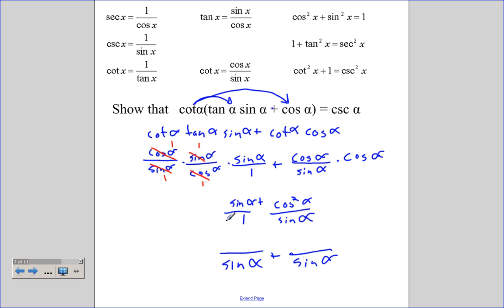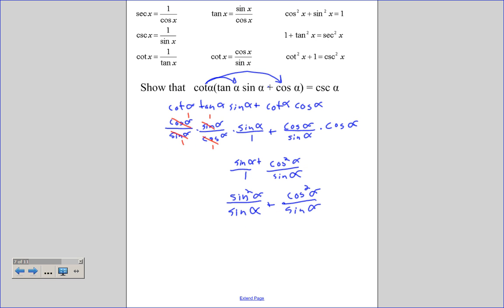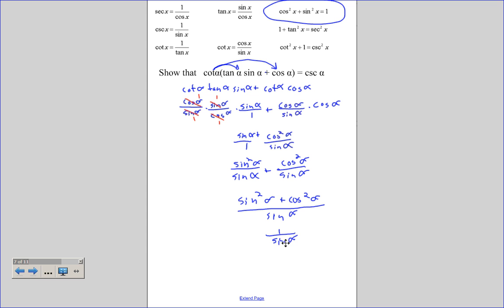And so if I multiply this denominator by sine, I have to multiply the numerator by sine. So sine times sine is sine squared. Here we didn't do anything, so we continue with cosine squared. And so sine squared plus cosine squared is our new numerator. And our denominator is just sine of alpha. Now sine squared plus cosine squared, using that property up there, is equal to 1. So 1 over sine of alpha. And 1 over sine of alpha is the same thing as cosecant of alpha.